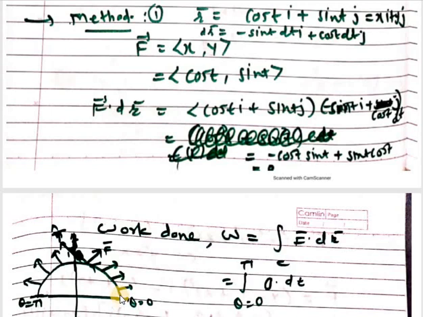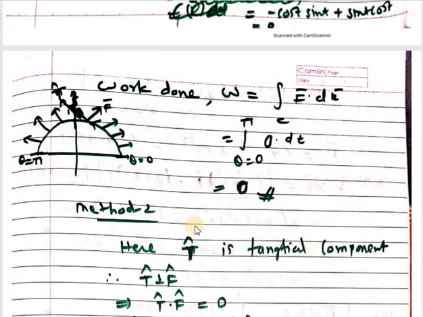Again we can observe that this is a curve, and we are considering t from 0 to pi, and for the work done we have the answer 0. But if we consider another method, using t cap, that means if we take this one point with f bar as the vector field, at that point we have the tangential vector t cap. Here t cap and f bar are perpendicular to each other, so we can say t cap is perpendicular to f bar, and the angle between them is 90 degrees.